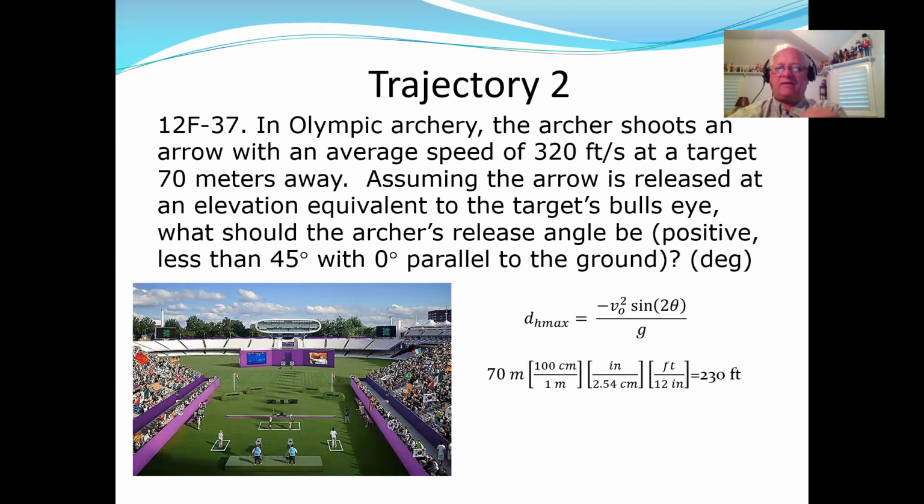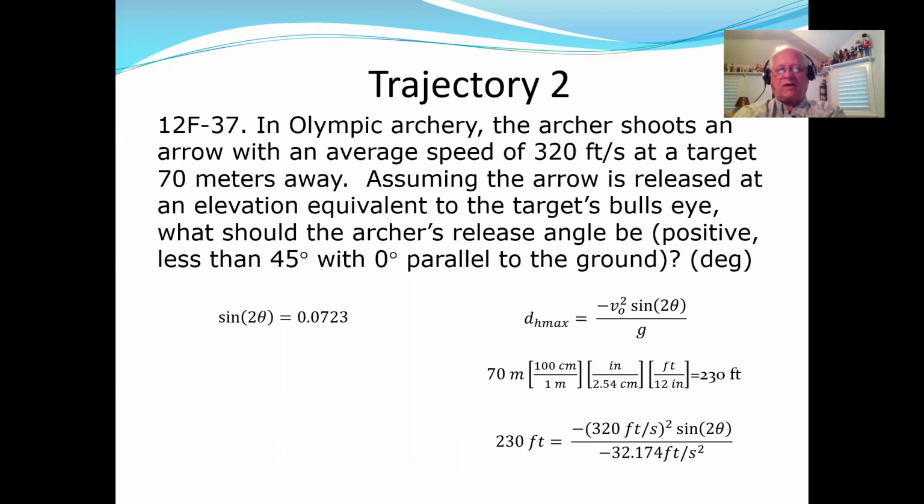And so I can do that. I do some unit conversion on my 70 meters to come up with 230 feet, and then I substitute in my terms. I know the velocity V naught. I don't know theta. I know the acceleration G, and I know the distance DH max. And so I can solve this out for theta. So I get sine 2 theta equals 0.0723.